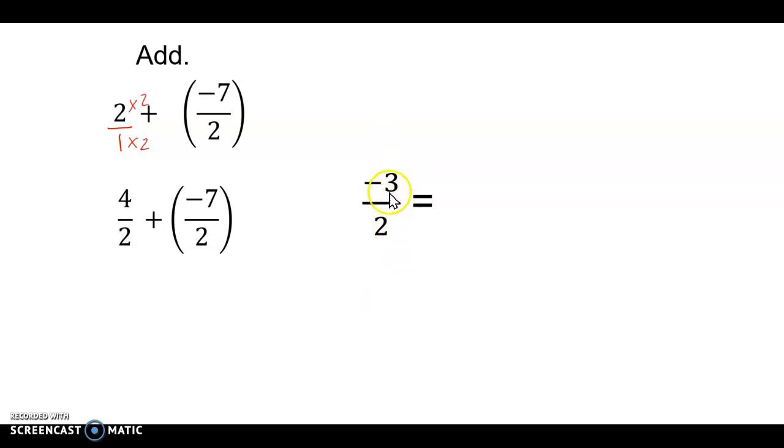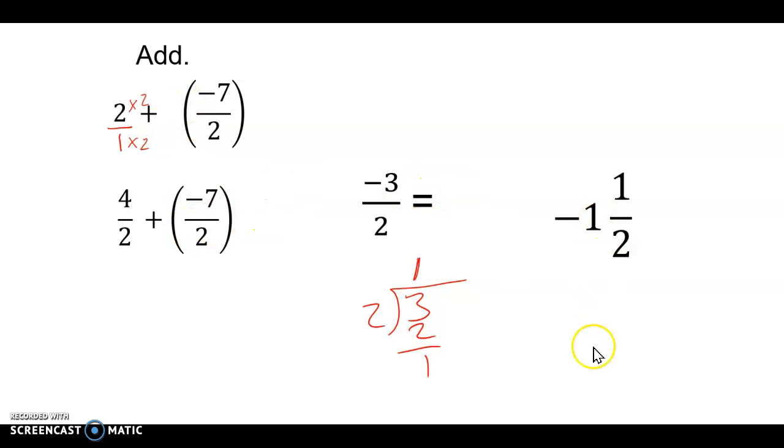And this is improper, so we're going to change this. We're going to do the 3 divided by 2, it goes 1 time with the remainder 1. So we end up with negative 1 and 1/2. Don't forget your sign. Always go back and double check your signs.